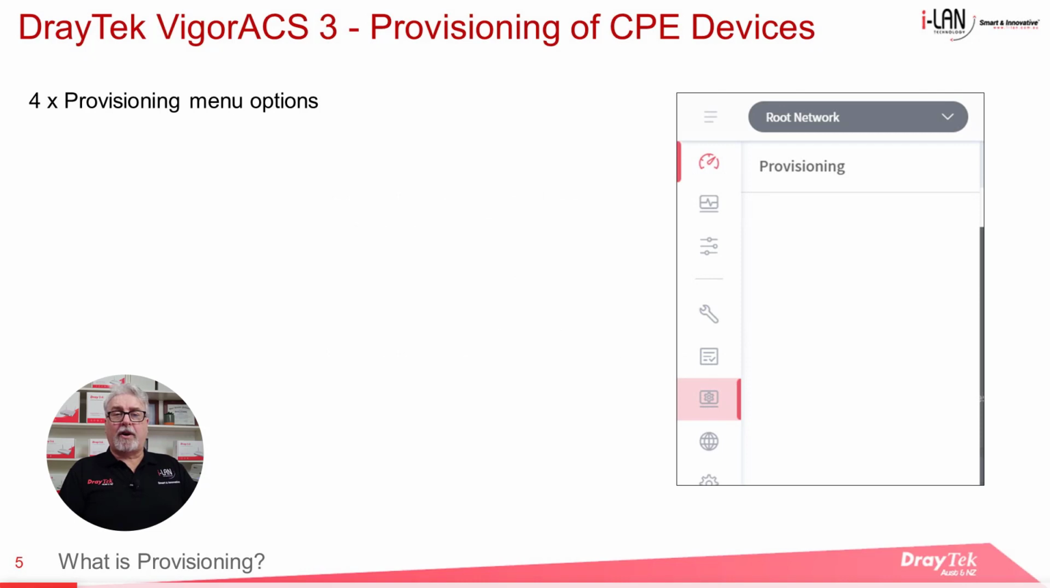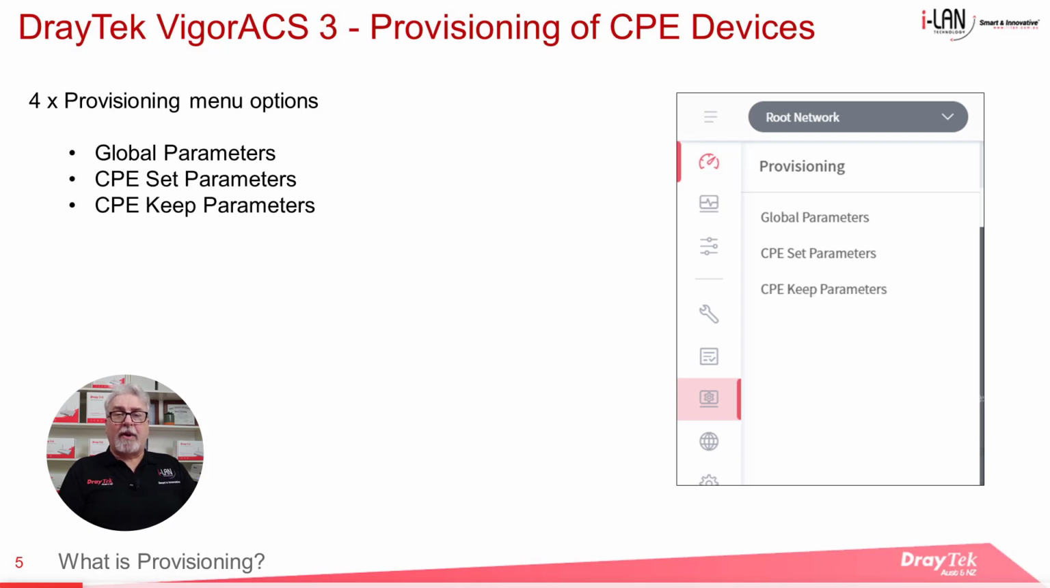Clicking on the provisioning icon in ACS 3 will display 4 menu options, which are Global Parameters, CPE Set Parameters, CPE Keep Parameters, and Firmware Upgrade.